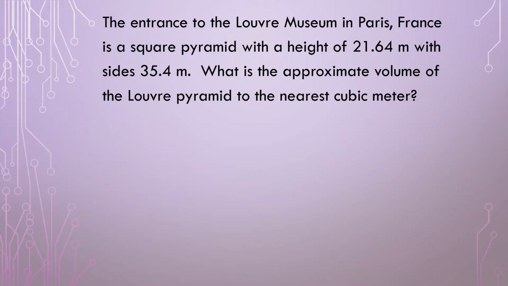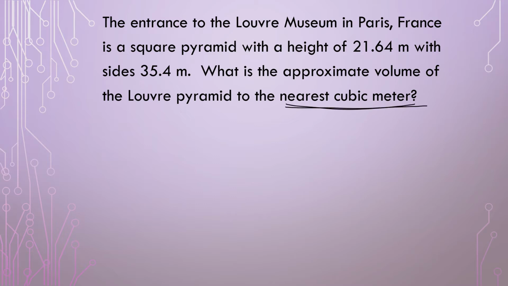There are some word problems in here. Obviously, you can always have word problems when you're dealing with volume or surface area. The entrance to the Louvre Museum in Paris, France is a square pyramid with a height of 21.64 meters with sides that are 35.4 meters. What is the approximate volume of the Louvre pyramid to the nearest cubic meter?